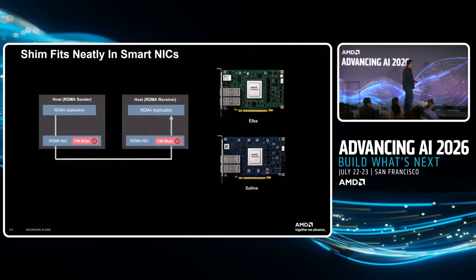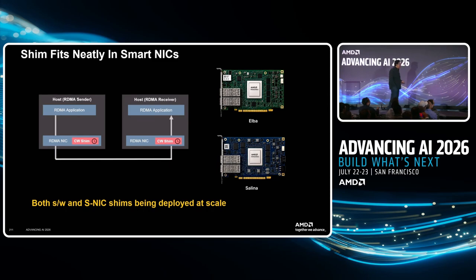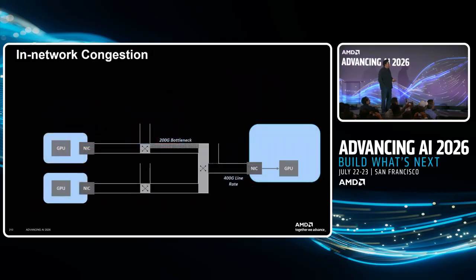Okay? The other thing to say is that the shim fits very neatly onto smart NICs. In fact, both the software and the smart NIC versions are being deployed at scale in a very large hyperscaler. And then let's look at this in-network congestion. I want to show you the mechanics of it. I'm measuring congestion using clocks. How do we do this?